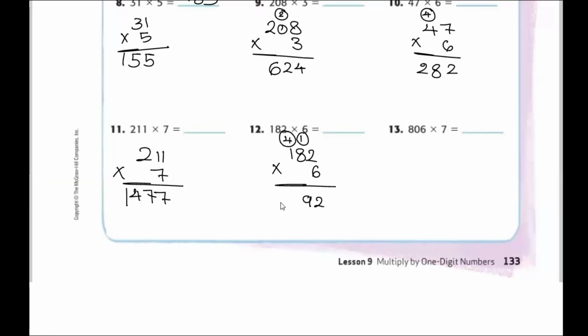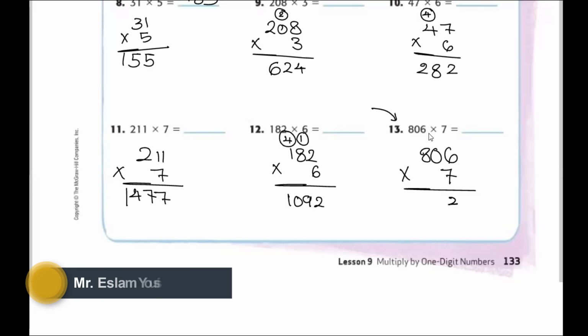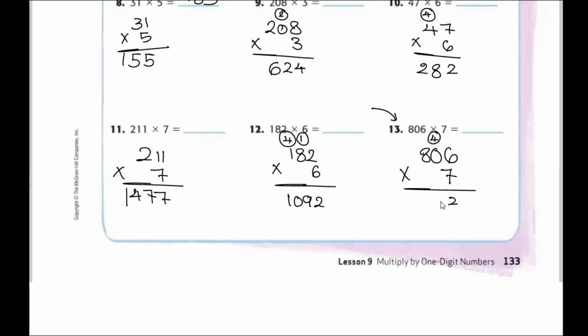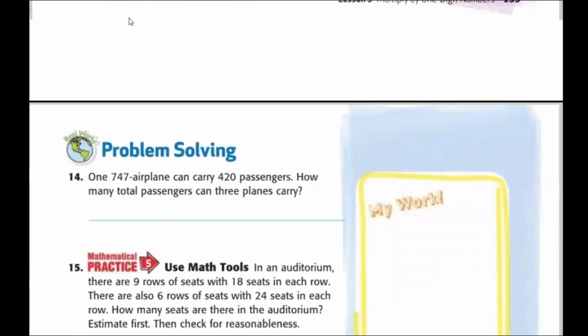Solve with me question number 13. This one. Leave the one in the book. If the one in the book is different, leave this one. Not different, the same? Yes, the same. Okay, solve with me, please. 6 multiplied by 7, 42. 2 and carry up 4. Then by 0, plus 4, 4. 7 times 8, 56. So the answer now would be 5,642. Yes, thanks.